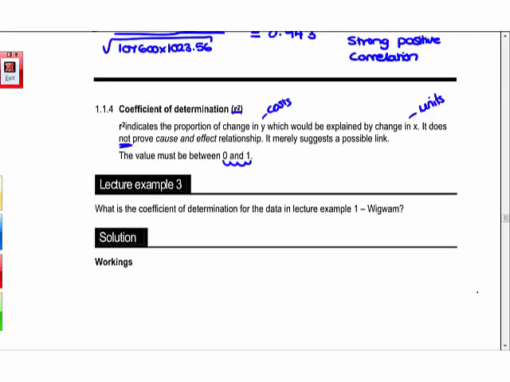So in example 2 we calculated that R was equal to 0.94, so here we want to calculate R squared, so therefore R squared is equal to 0.94 squared, which is 0.8836. So what we're saying then is that this suggests that 88% of the increase in cost can be explained by the number of units being produced increasing. It means, however, that the other 12% is due to other factors.